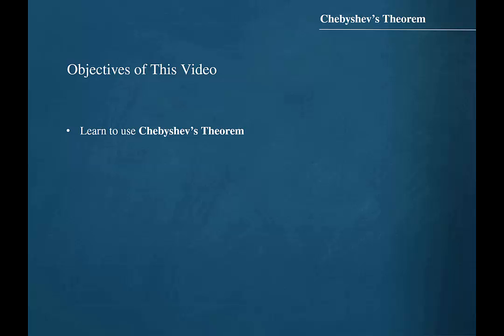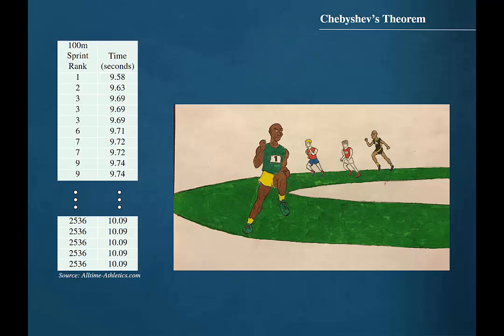In this video, we will learn how to use Chebyshev's theorem. The truncated table is taken from the list of the top 2,843 100-meter sprint times ever recorded in sanctioned competition. The mean for all of these recorded times is 10.017 seconds. The standard deviation is 0.070.